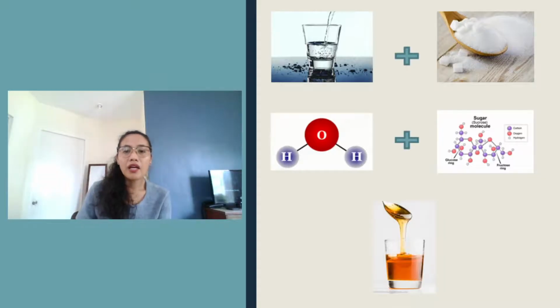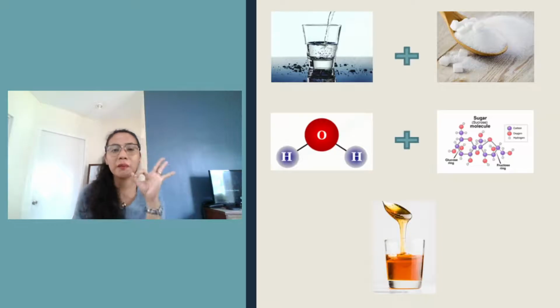That's why syrup is a solution. Therefore, syrup is classified as a mixture, not a pure substance, unlike the aluminum foil and the sugar. Okay, so those are the three examples of matter.